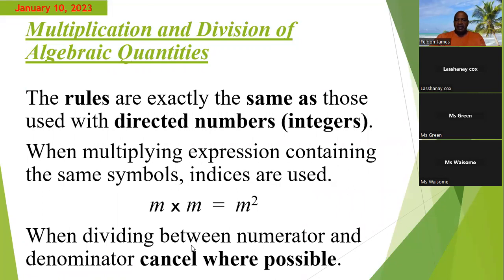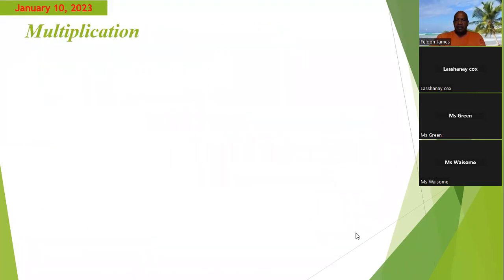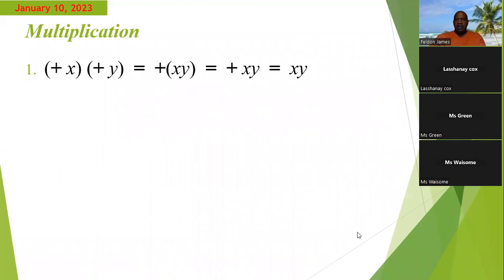When dividing between numerator and denominator, we cancel where possible. All right, so we are just going to recap the same rules that we were looking at just now with directed numbers, for positives and negatives. We're going to recap the same rules for multiplication. Now we are reviewing the rules based on the algebraic quantity.